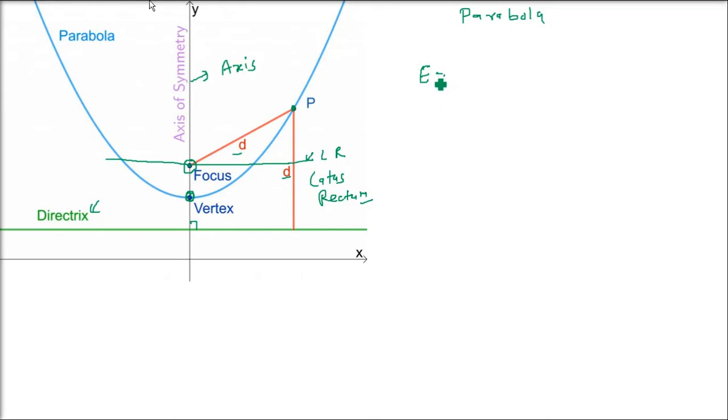What is the eccentricity? The main thing is the eccentricity. This is a constant ratio, the eccentricity of the conic section. We denote it by E. It is the distance from the focus divided by the distance from the directrix. This is the eccentricity.